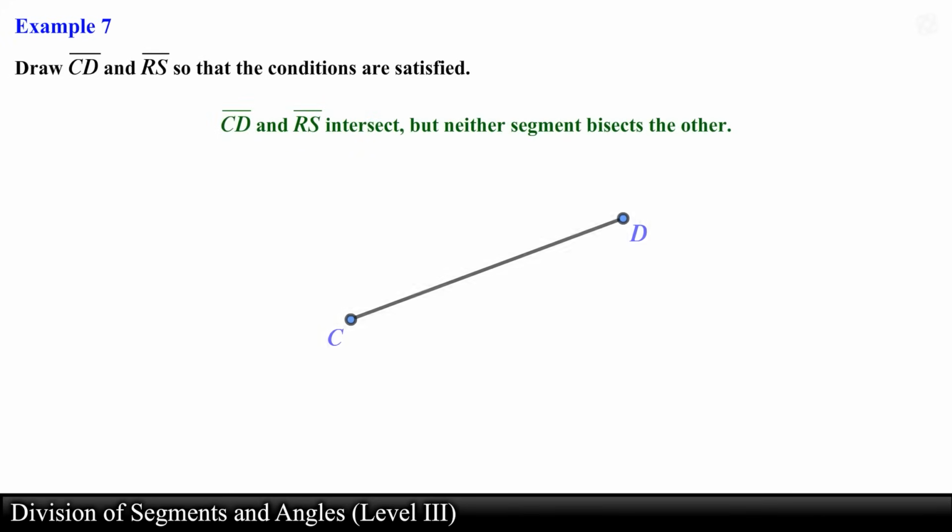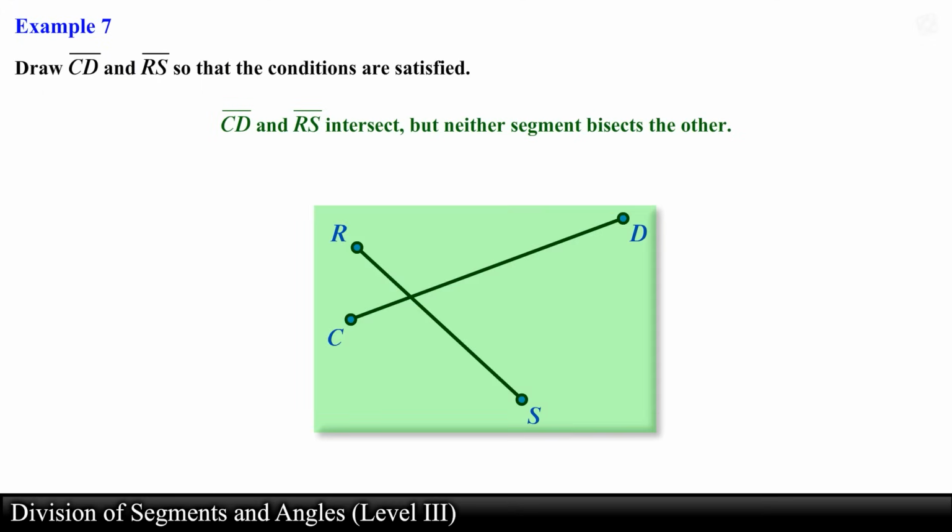Let's start by drawing segment CD. Next, we need to draw segment RS intersecting segment CD, making sure that this intersection does not bisect either of these two line segments. We can show this by not drawing any tick marks in the diagram. So the following diagram is one of many possible drawings that satisfy the conditions. Let's take a look at the next condition.